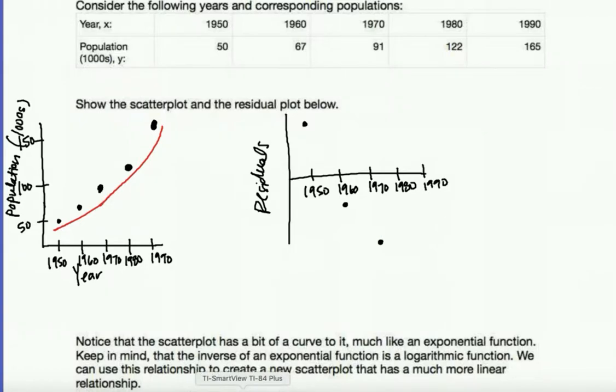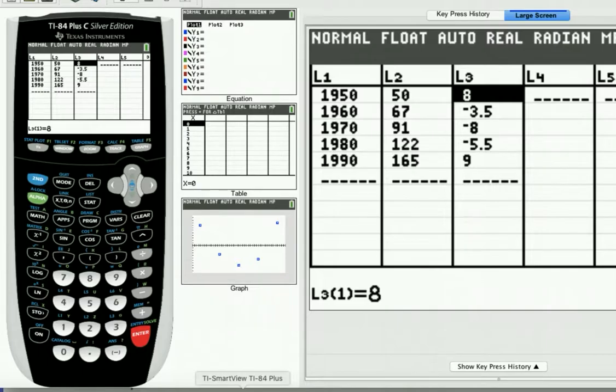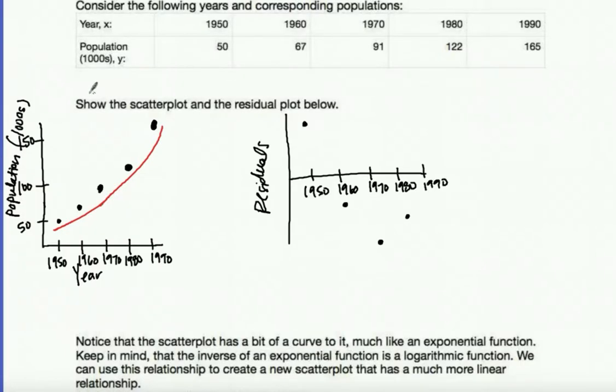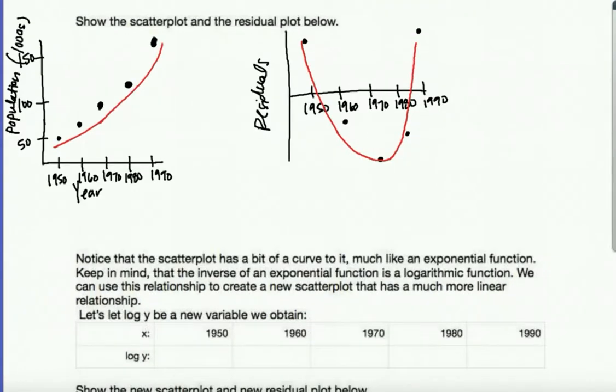In 1980, it was negative 5.5, so still on the bottom, a little bit further up, not quite to that 1960 mark. And then in 1990, our residual was positive 9, so a little bit above where we were in 1950. So again, just like we said before, we've definitely got some sort of curved pattern here, which tells us that we're definitely going to have to transform to be able to use a linear model.